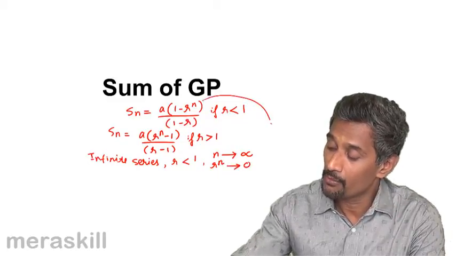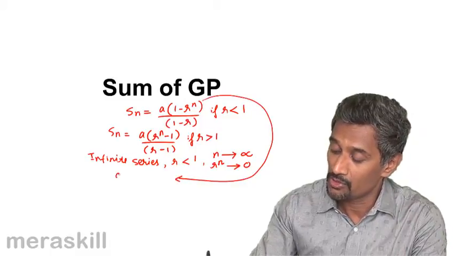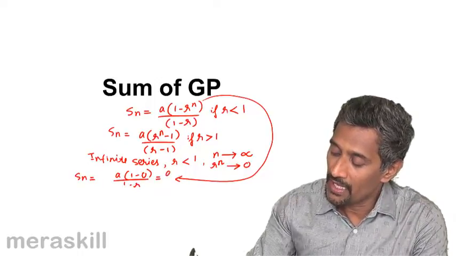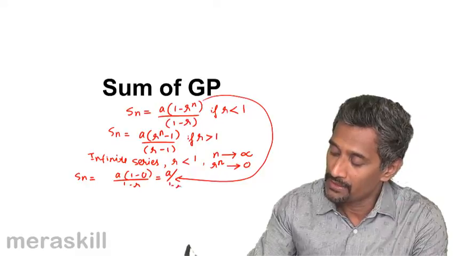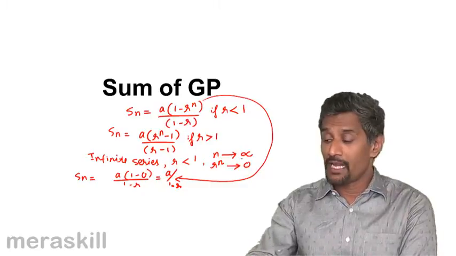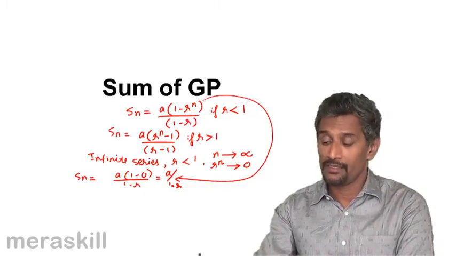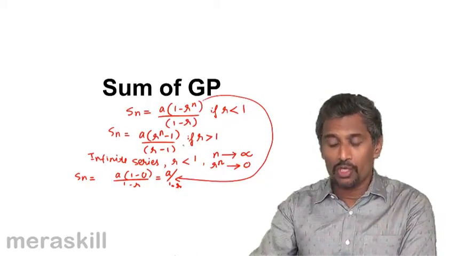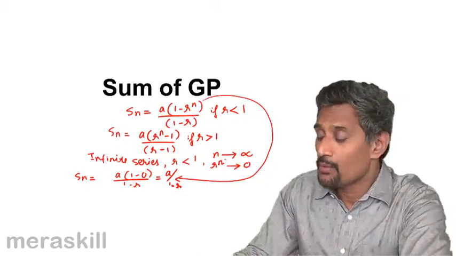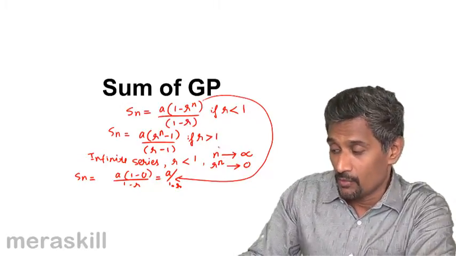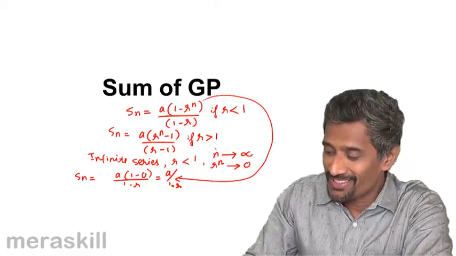So the same formula in such a case would turn out to be a into 1 minus 0 upon 1 minus r, which ultimately would be a upon 1 minus r. So for an infinite series, especially when r is less than 1, the sum is given to be a upon 1 minus r. We shall be using these three major formulae and see how we can apply them in finding out whatever is the requirement of that particular situation.